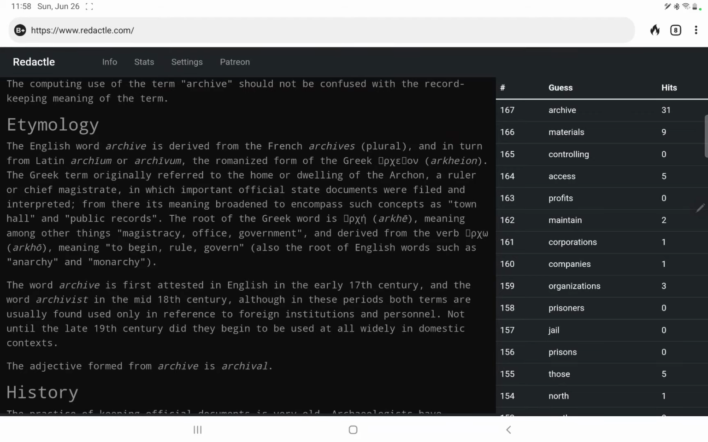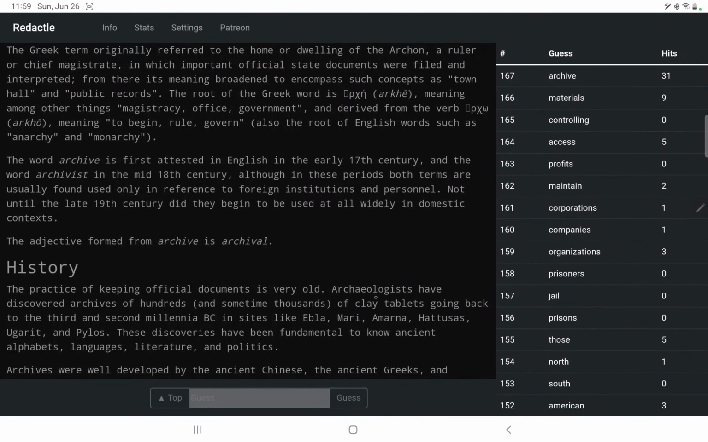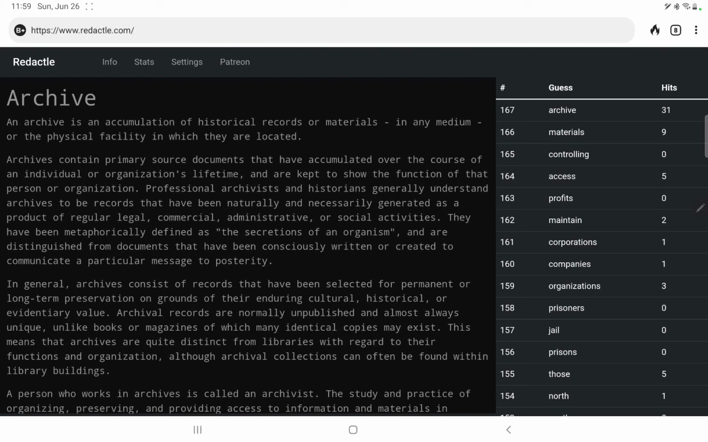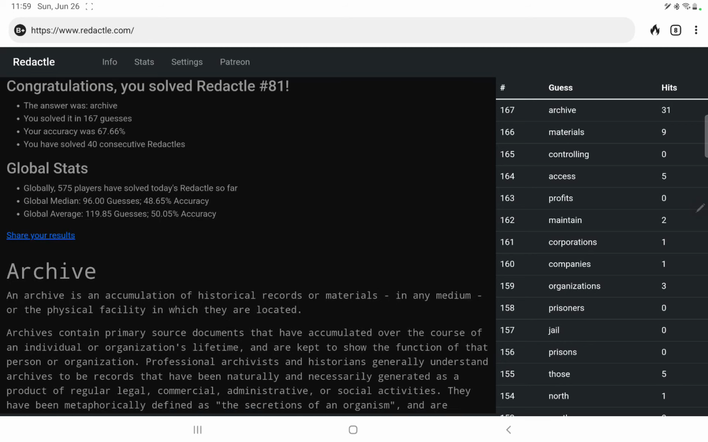And, okay. I don't see, I thought there was some other language with two four-letter words, but not seeing that here. We have the history, uses, etc. Let's see what the global average was. I took 167. Almost 30 minutes. There we go. Oh, so yeah, the average was 119. My accuracy was pretty good, but took me a while to come up with archive, getting a little misled by some of the words I found, as often happens with Redactle.